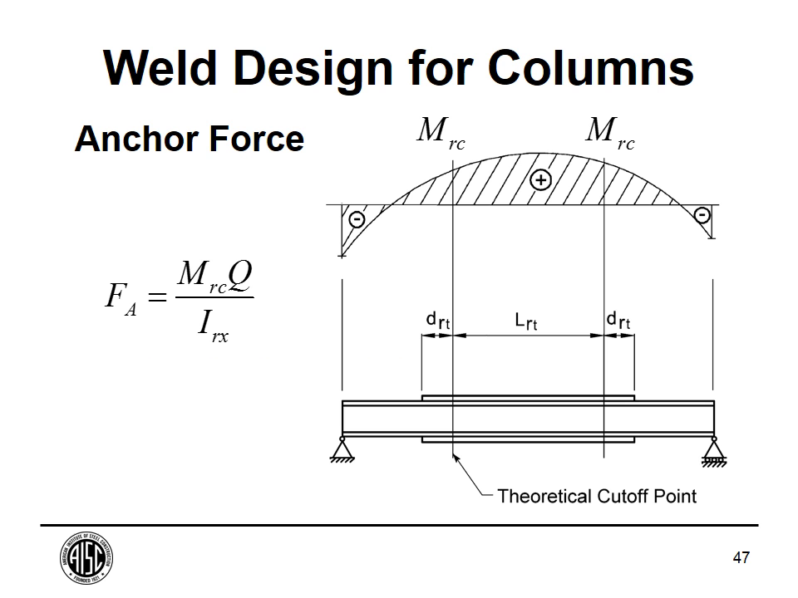We've got a similar equation for our anchor force. The shear flow is what happens between theoretical cutoff points over this distance, L sub RT. The anchor force has to be developed over the anchor distance, or the development length, D sub RT. So F sub A has to be developed over D sub RT, but it's M Q over I, where Q and I are the same as we had before, but M sub RC is the moment at the theoretical cutoff point. And once again, how do we find that? We don't know what M sub RC is in a column.